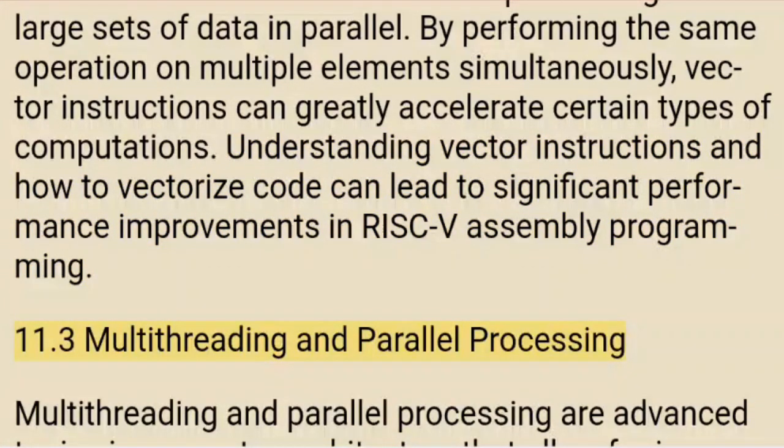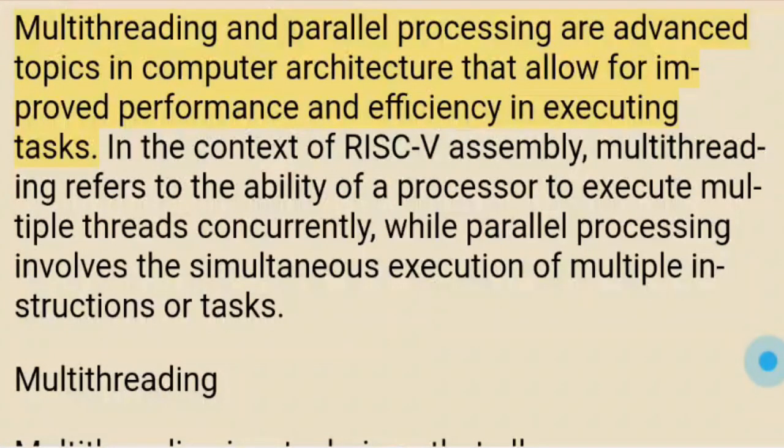11.3 Multithreading and parallel processing. Multithreading and parallel processing are advanced topics in computer architecture that allow for improved performance and efficiency in executing tasks. In the context of RISC-V assembly, multithreading refers to the ability of a processor to execute multiple threads concurrently, while parallel processing involves the simultaneous execution of multiple instructions or tasks.